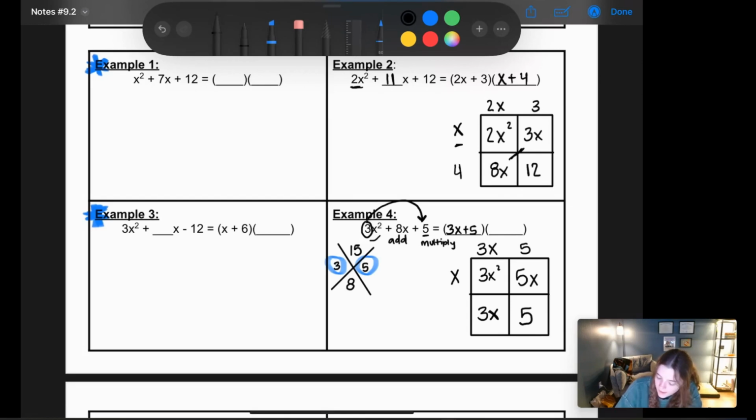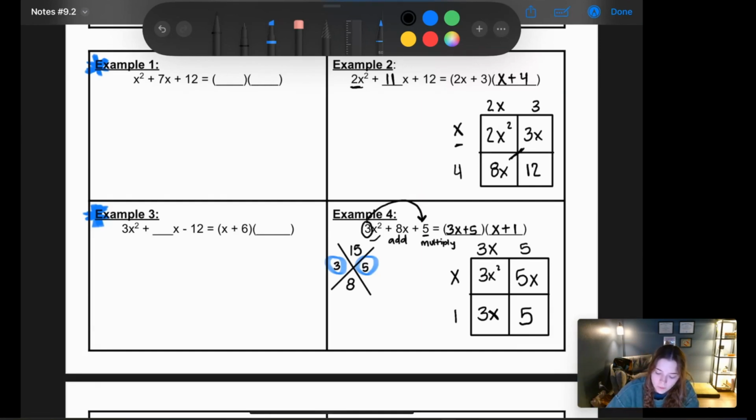And then here, how do I get from 3x to 3x? Well, I have to multiply by 1. So that's the other part of your factor. And then you're done. You've factored it out. So in a minute on your pixel art activity, that's exactly how I want you to solve.